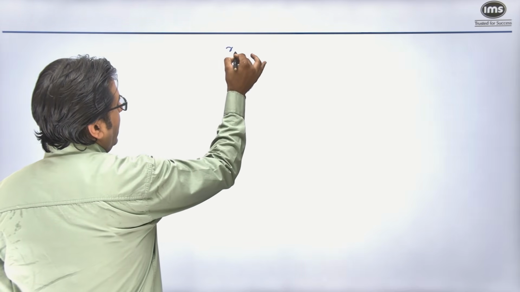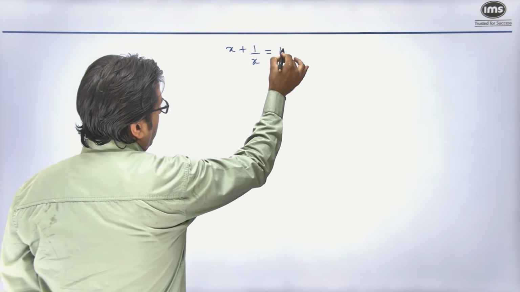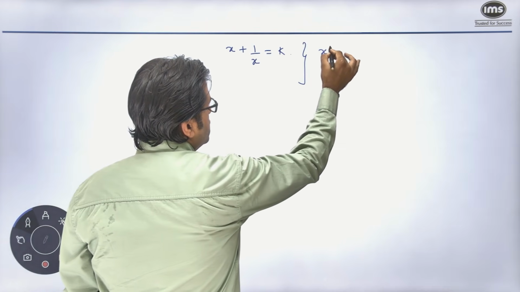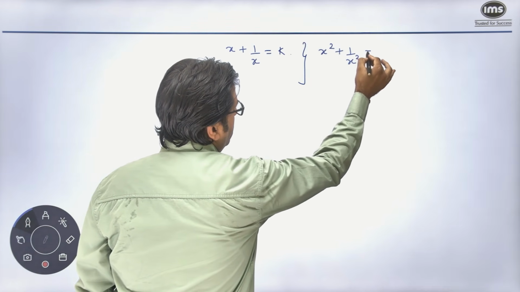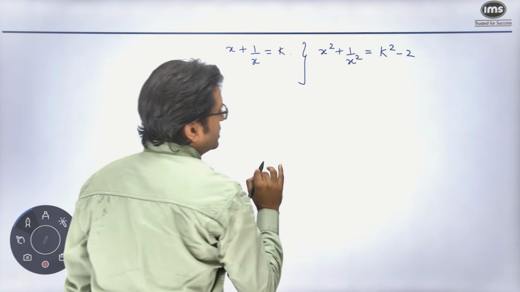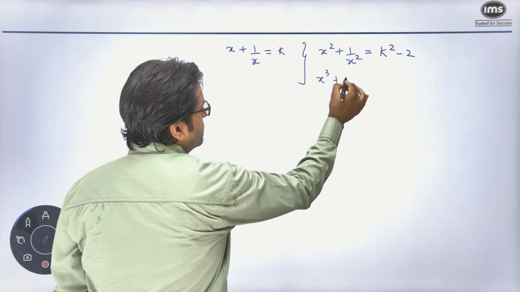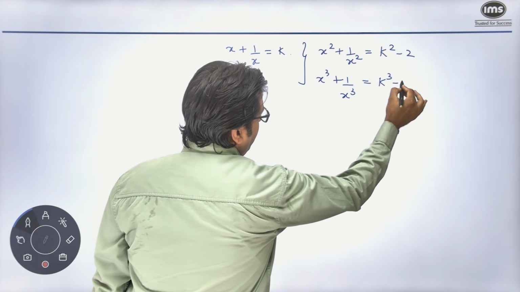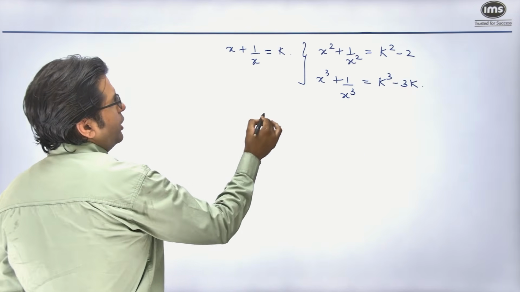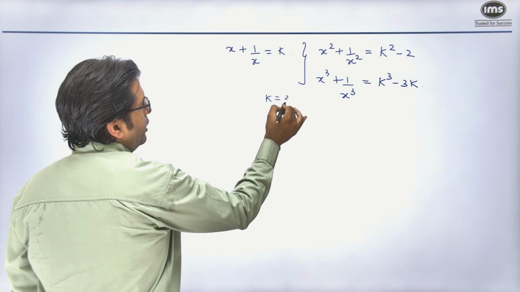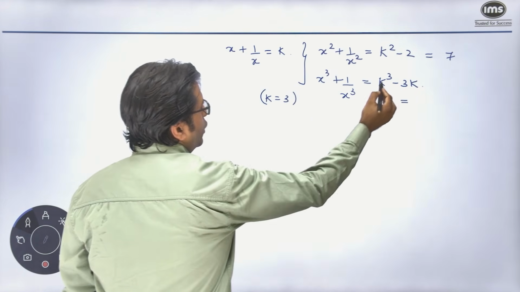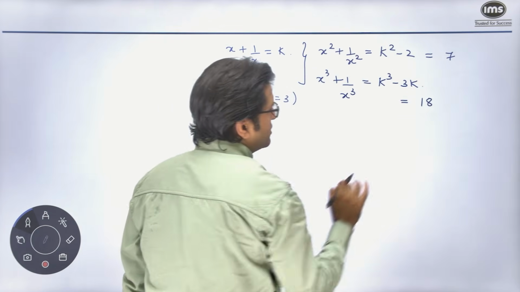Let's look at that particular question and say, suppose we are given x plus 1 by x, which is equal to k, and now we know the two relationships. I'll summarize the two relationships. We have x square plus 1 by x square is equal to k square minus 2. So I know this value. I also know x cube plus 1 by x cube, which is equal to k cube minus 3k. And suppose the value of k is 3, we know 3 square 9 minus 2 is 7, and 3 cube 27 minus 9 is 18. So we have these values.